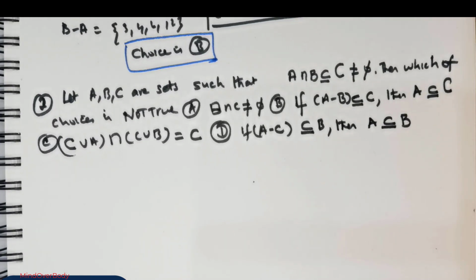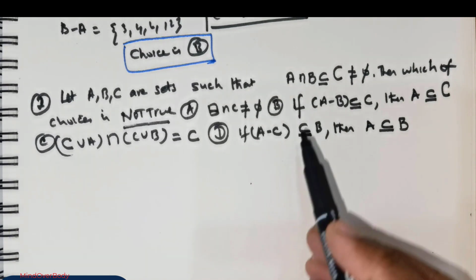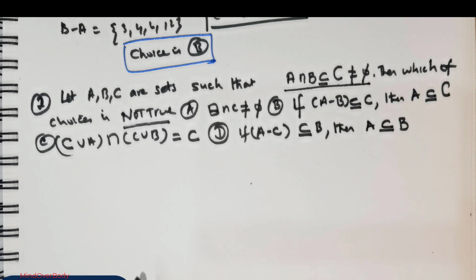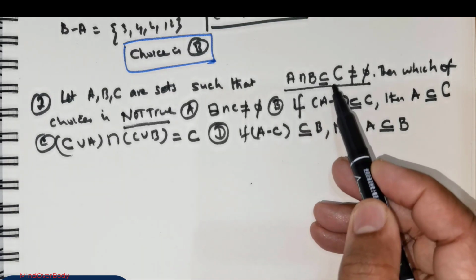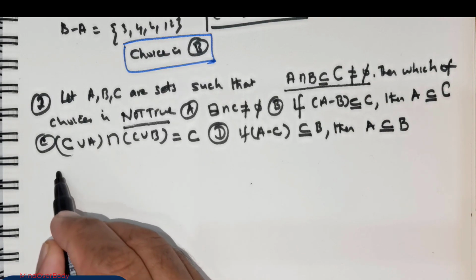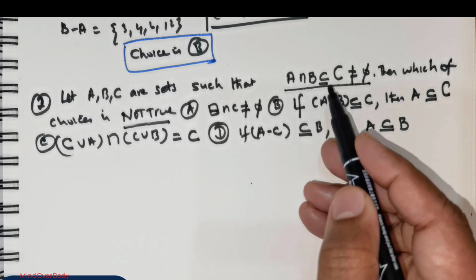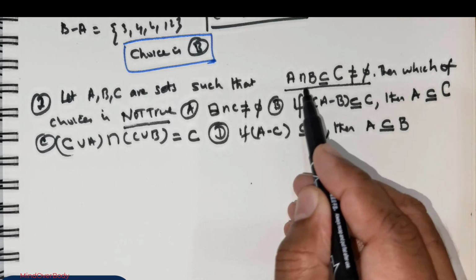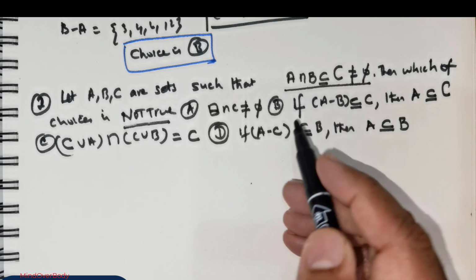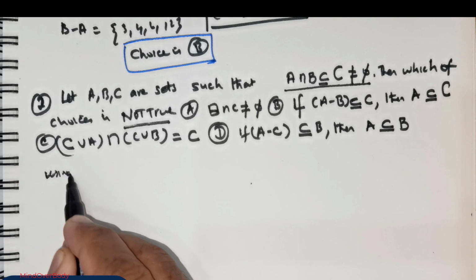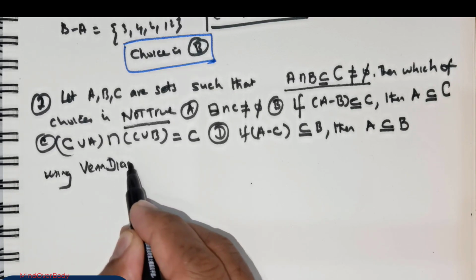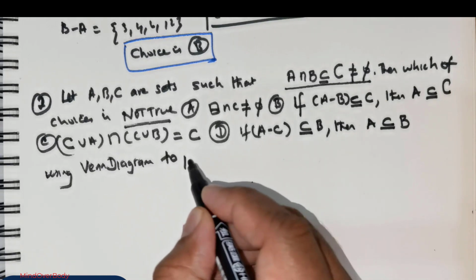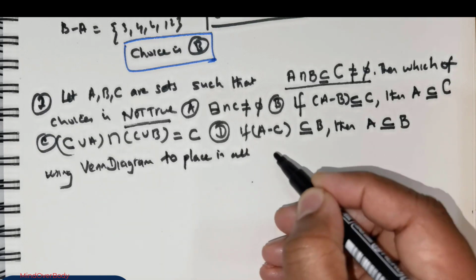So all of these choices are very confusing, but we can ensure that our understanding of sets will help us to zero in on the right choice. Now, the best way to solve this question is to make use of this particular property. A intersecting B is contained in C, and we will be using Venn diagram to answer this question. So we will add to the given all possibilities that satisfy this property. A intersecting B is a subset of C. So let us use Venn diagram to place in all possibilities.